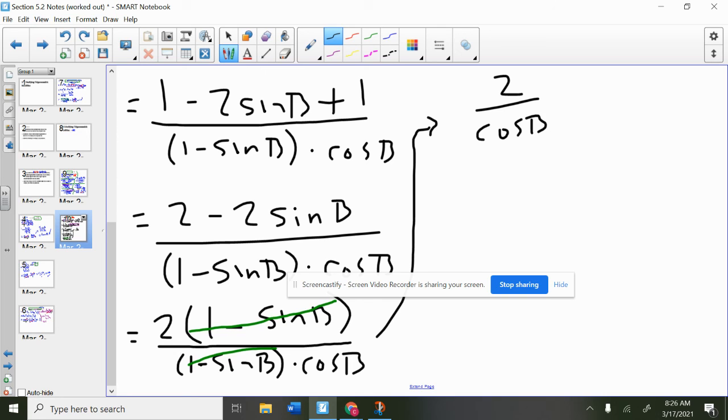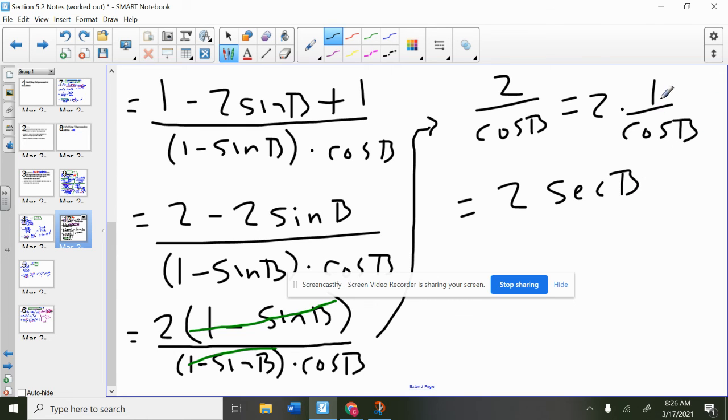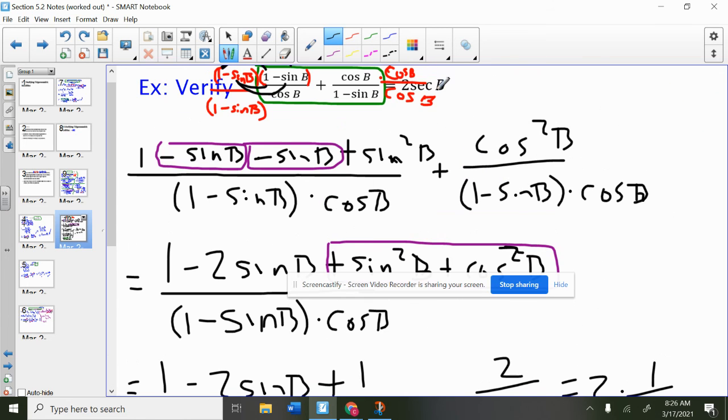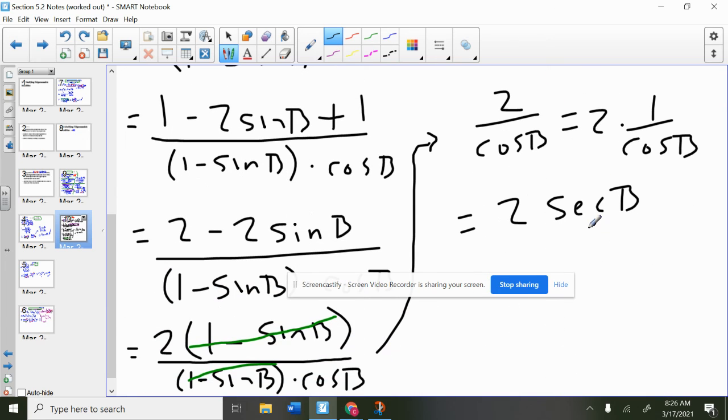Now, real quick, I just want to rewrite this. That's really 2 times 1 over cosine of b. And I say that because we know that 1 over cosine of b is really secant. That's a reciprocal identity. If I go up to the very top, I'm not done until I get 2 secant, and there it is. There's 2 secant.